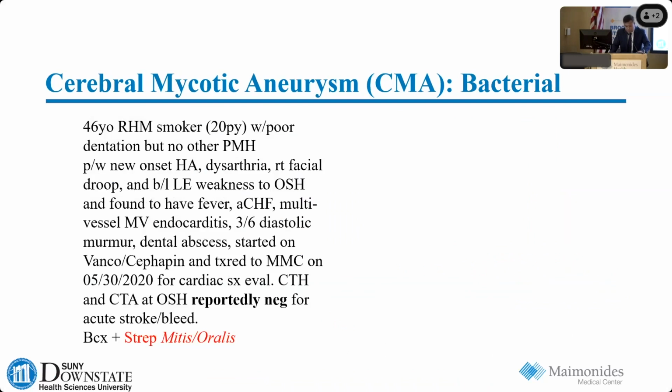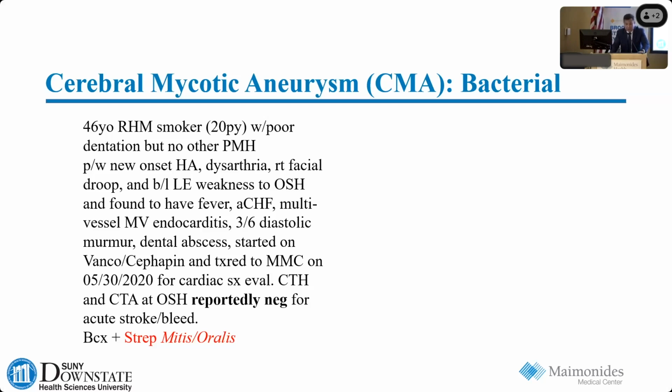So I'm going to present another case. I have a couple of cases where we treated cerebral mycotic aneurysm in collaboration with our CT surgeon colleagues. This is a 46-year-old right-handed male smoker with poor dentition, which I think has quite an interesting and significant association, and I'll show you why I say that. No other past history. He presented with new onset headache, dysarthria, and right-sided facial droop with bilateral lower extremity weakness to an outside hospital.